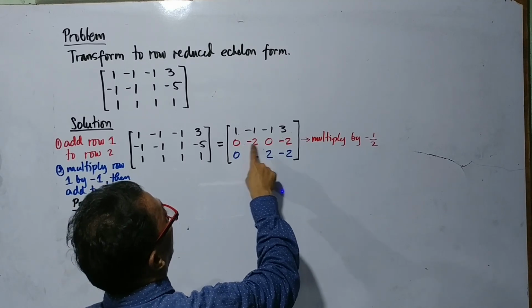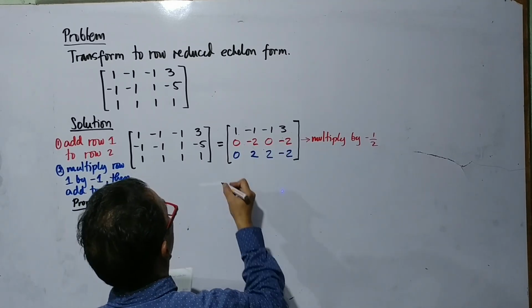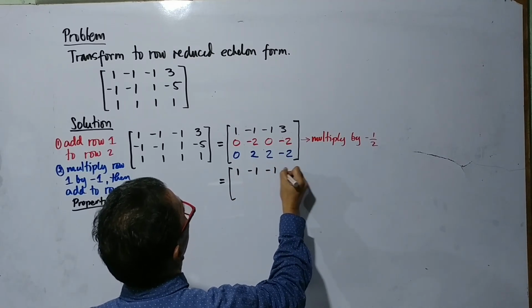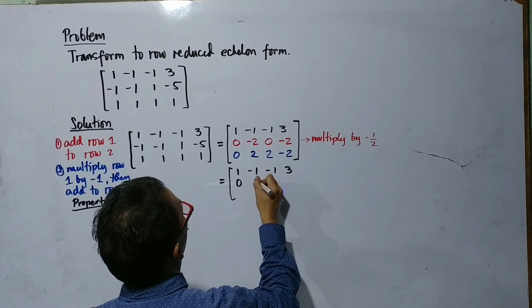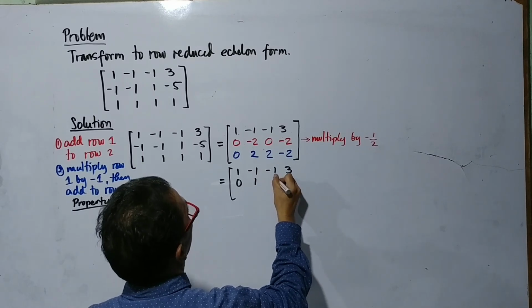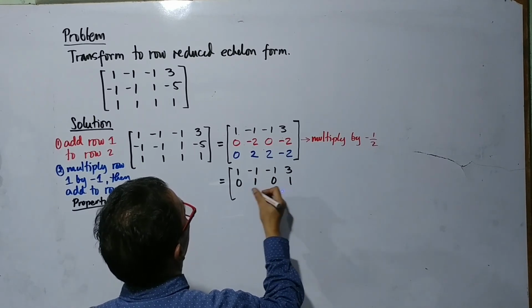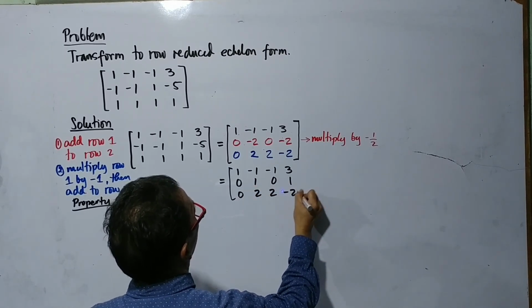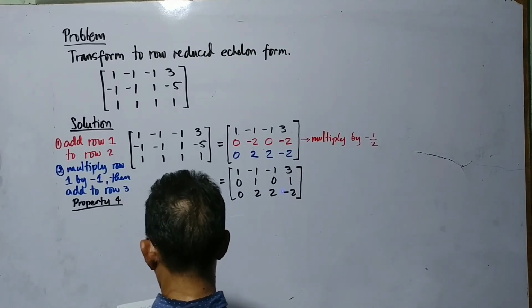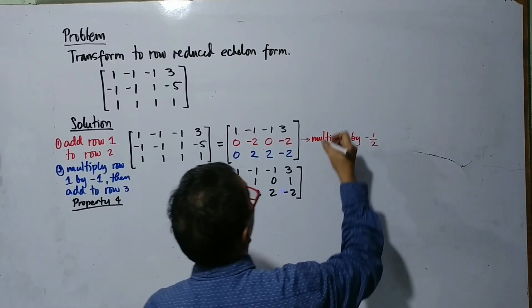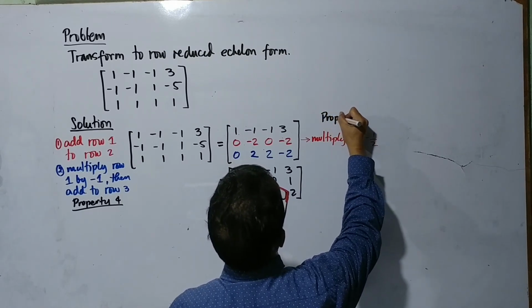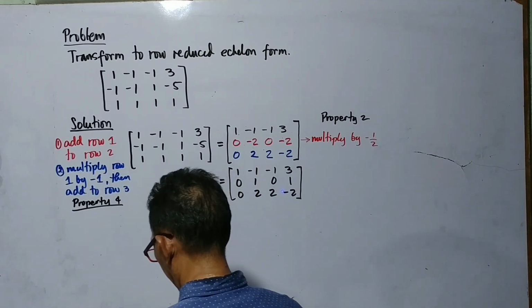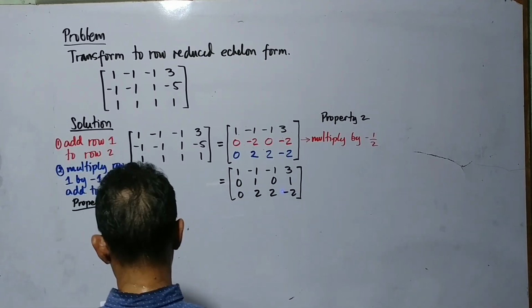If you multiply this by negative 1/2, you have 1, negative 1, negative 1, 3, 0, 1, 0, 1, then 0, 2, 2, negative 2. And this is property 2. Next.